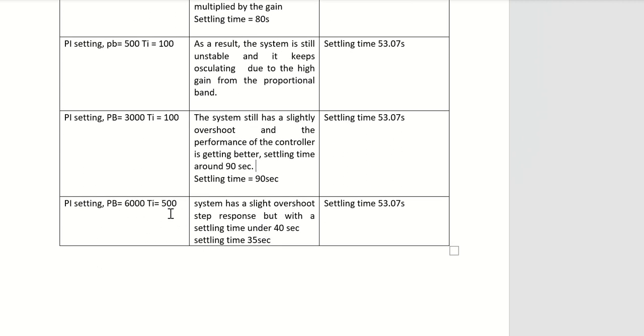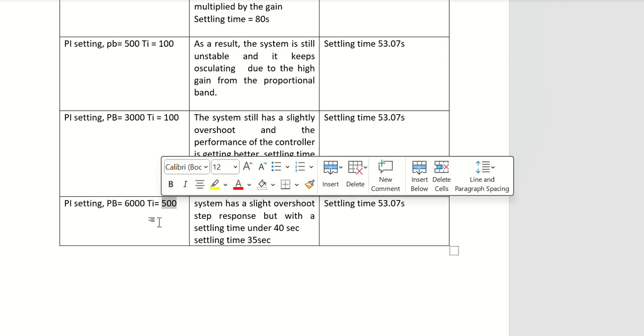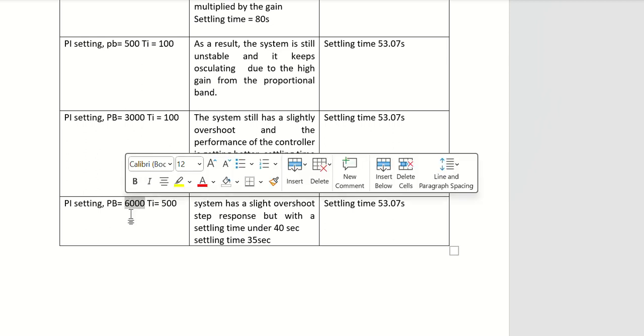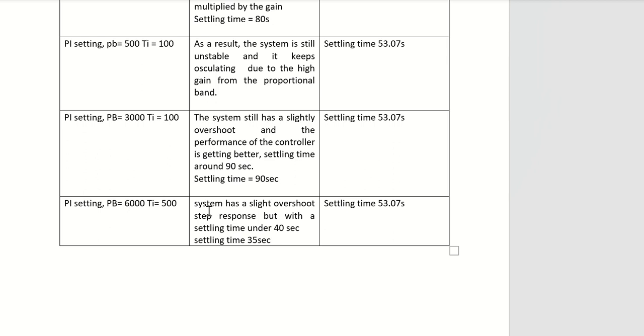At a very aggressive tuning with a TI of 500 and 6000, the system has a slight overshoot, which is okay for the tank level, but it doesn't make any sense because the rise time is way too high for the actual physical tank that we have.